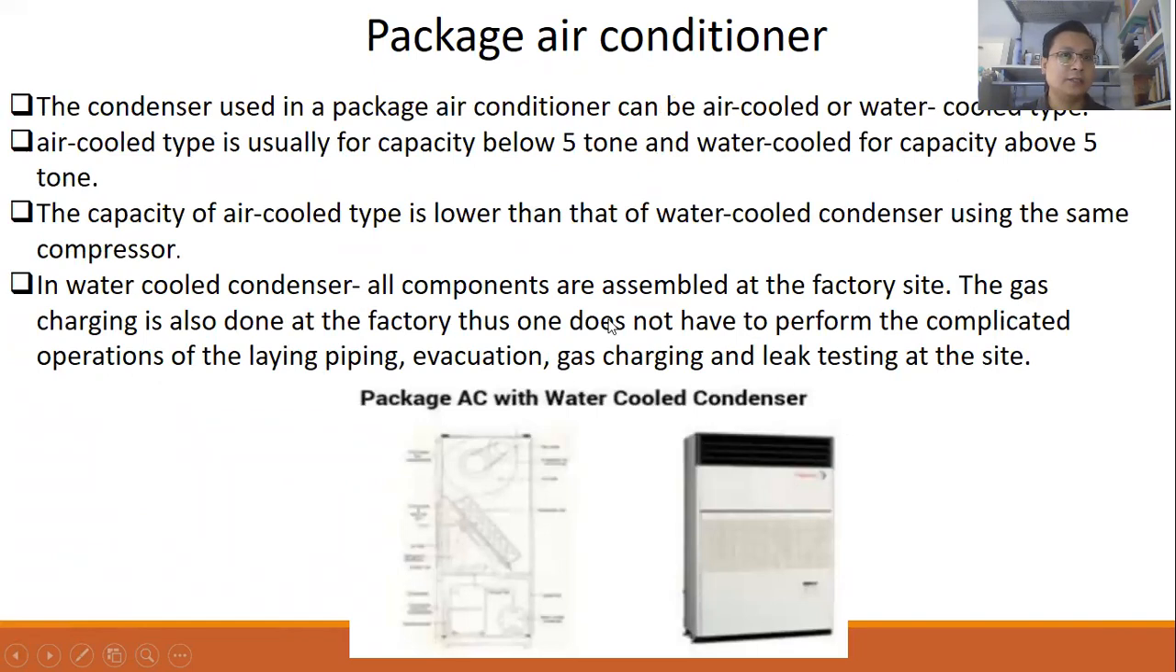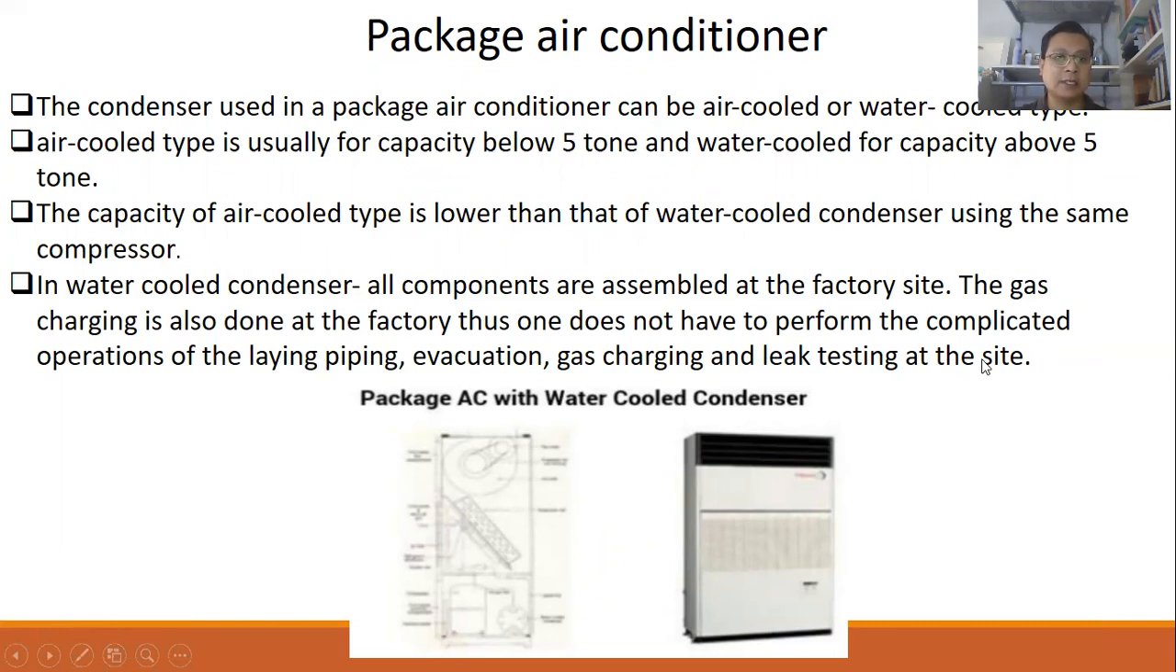The condenser used in the package air conditioner can be air cooled or water cooled type. Air cooled type is usually for capacity below 5 tons and water cooled for capacity above 5 tons. The capacity of the air cooled type is lower than that of the water cooled condenser using the same compressor. In the water cooled condenser, components are assembled at the factory site. The gas charging is also done at the factory, so one does not have to perform the complicated operation of piping, evacuation, gas charging, and leak testing at the site.